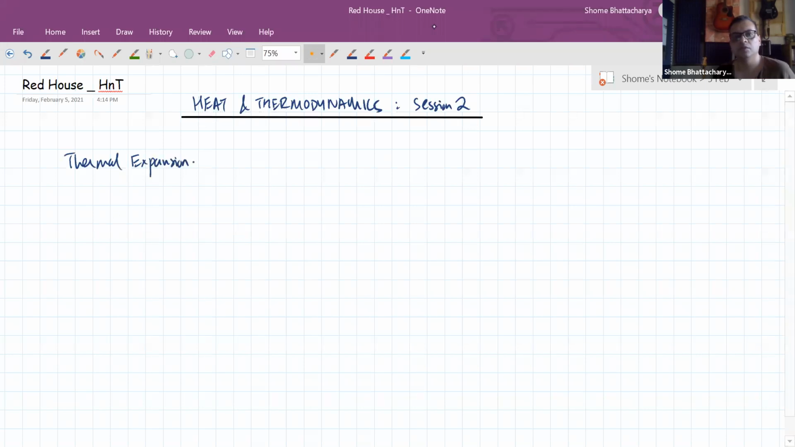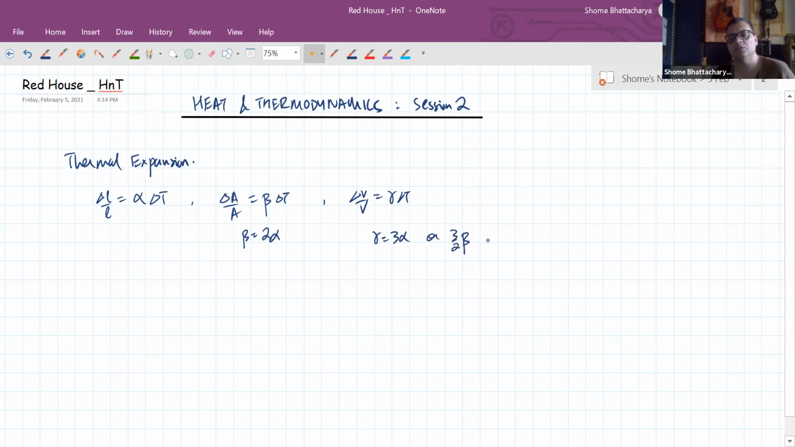So what we had explored about the principle of thermal expansion: fractional change in length is equal to the coefficient of linear expansion times the change in temperature. Fractional change in any area or surface area is equal to the coefficient of surface expansion times the temperature change, where beta for a given material is always 2 times alpha. And similarly, fractional change in volume is gamma times delta T, where gamma becomes 3 alpha, or you can write it as 3 by 2 beta.